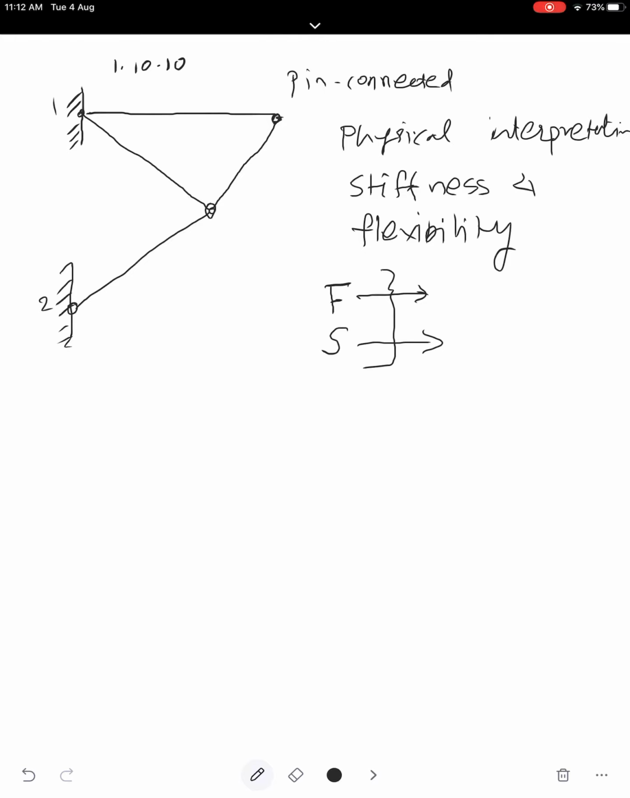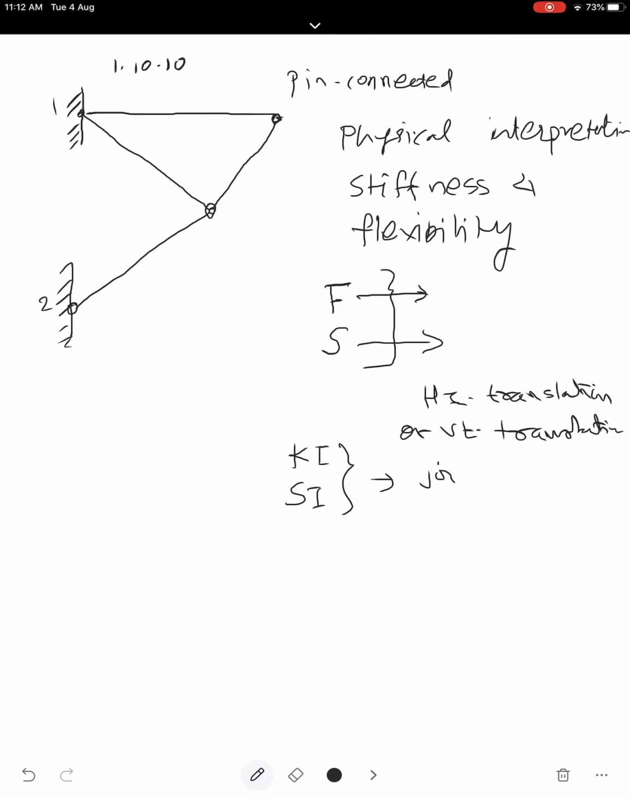Here we are dealing with trusses. So your kinematic variables may be horizontal translation or vertical translation. In the case of trusses, horizontal translation or vertical translation. So in this truss, these 1 and 2 are supported. Now there are two more joints, and we are writing our kinematic variables or static variables, both only at the joints. We are not concerned with what is happening away from the joints.